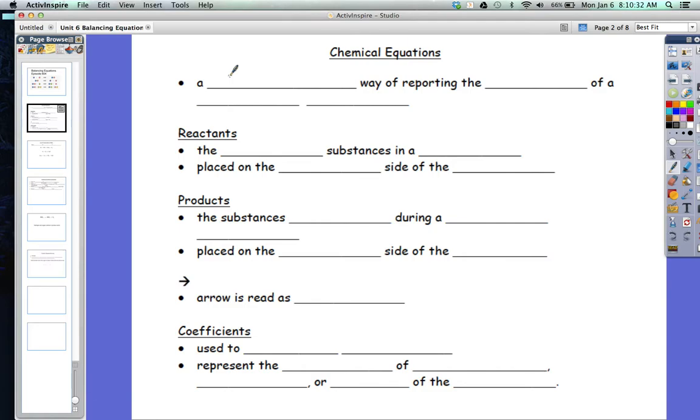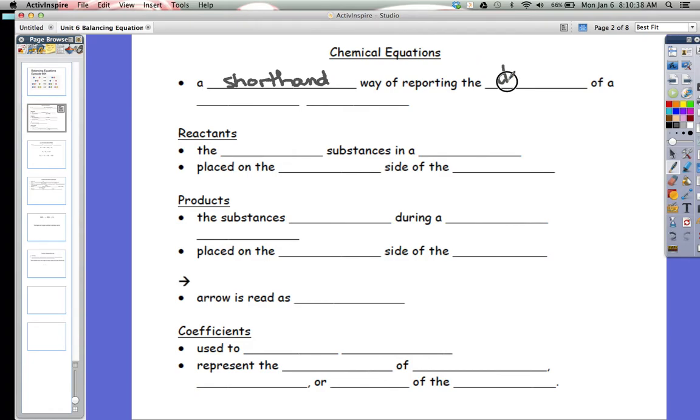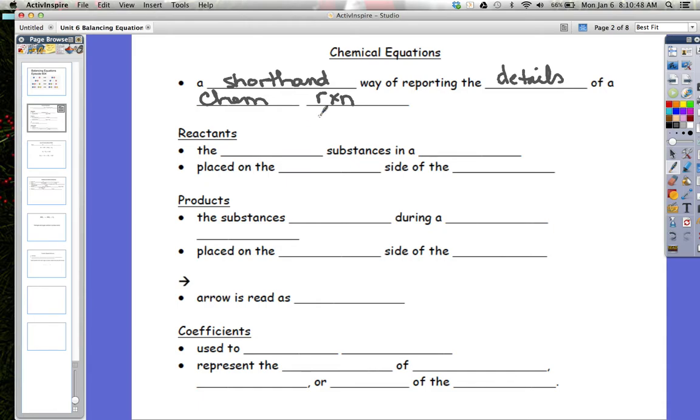Basically, a chemical equation is just a shorthand way of reporting the details of a chemical reaction. Chemical reaction, and I will abbreviate RXN for reaction. So this is just a short way for us to write a chemical reaction.